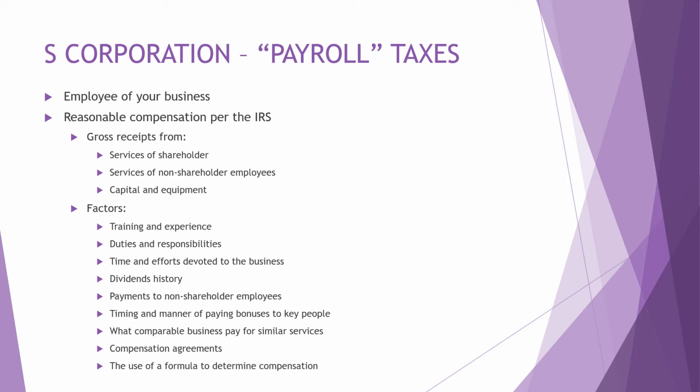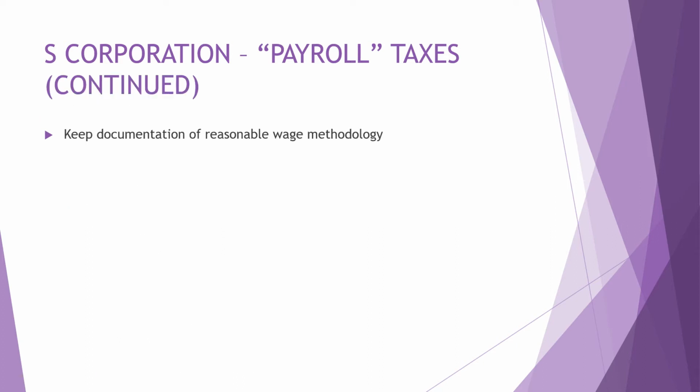As well, you could look at what a comparable business would pay for similar services. You could say, if I was to go work for a competitor and do exactly what I'm doing now, what do I think they would pay me? So you can use a mixture of these factors to help you determine what you believe is a reasonable compensation. Whatever amount you do come up with, we encourage you to keep documentation of that methodology. In the case of an IRS audit, you could support your reasonable wage amount by showing this documentation that shows how you came up with that dollar amount.